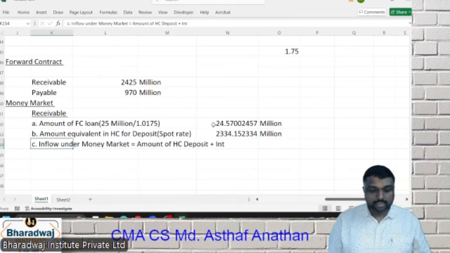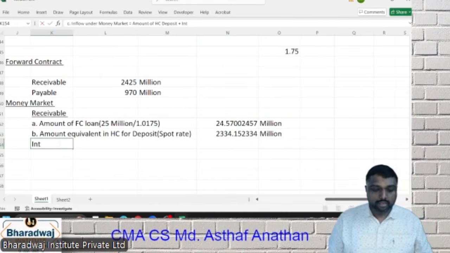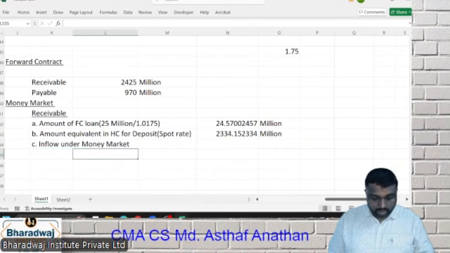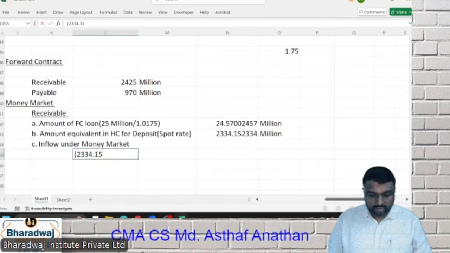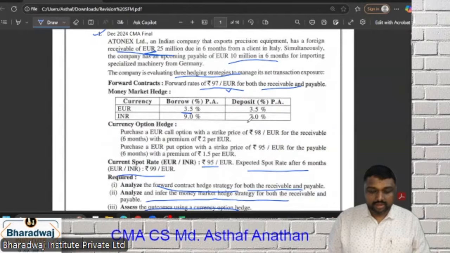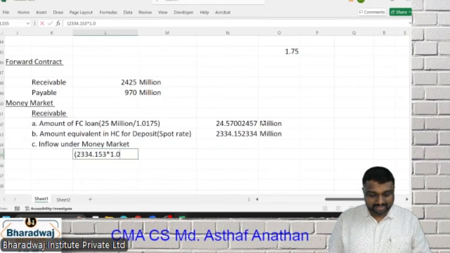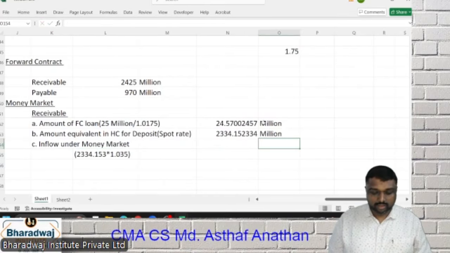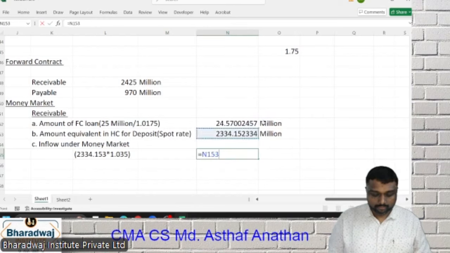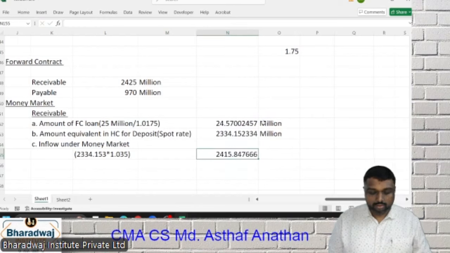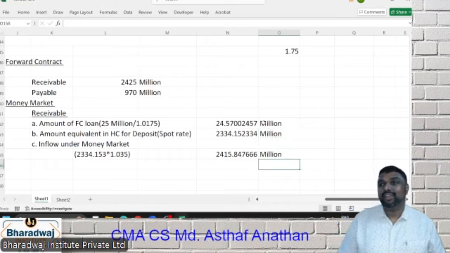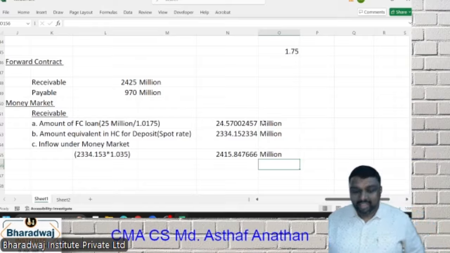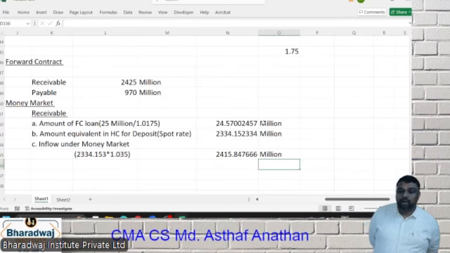Now, what is the inflow under money market? This you are going to deposit. So if you deposit this amount, 2334.153 with interest. So what is the deposit rate? 7. So 7 into 1.035, you will get this amount. So this is the amount you will get, 2415. So hope you are clear. So very easily we are able to complete receivables.